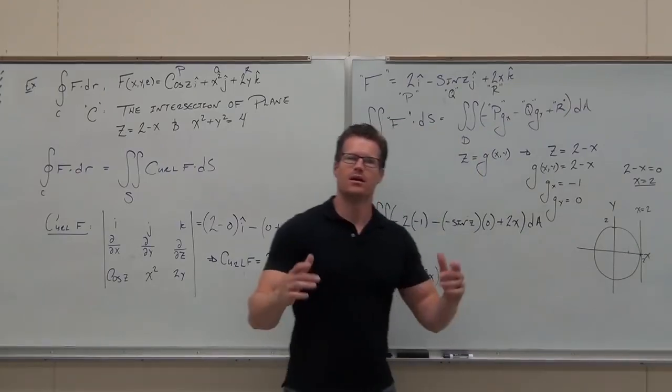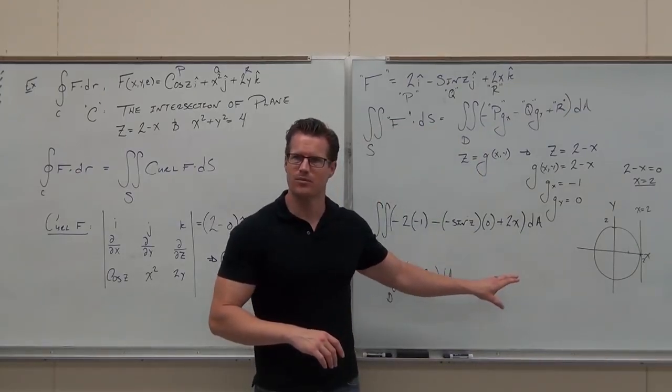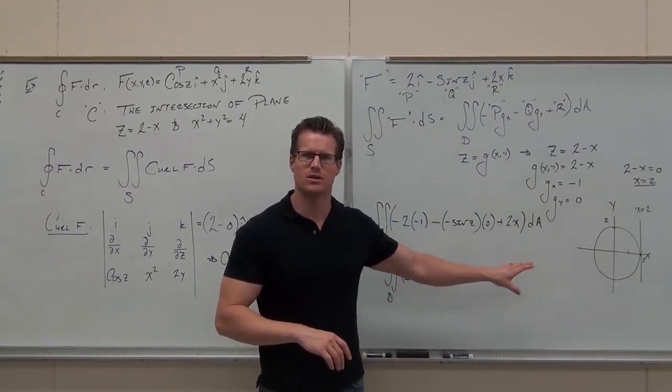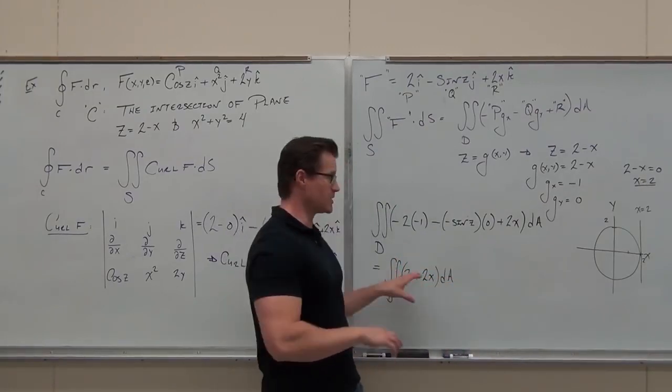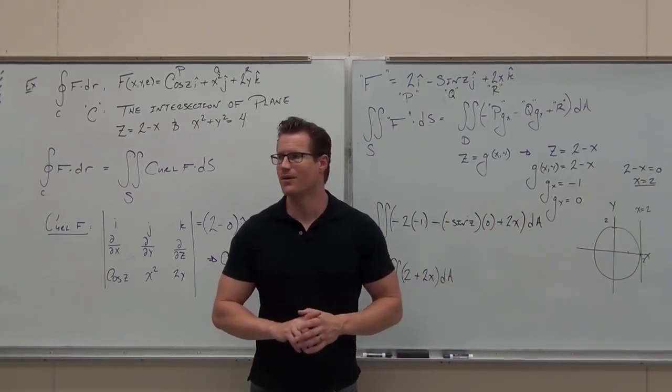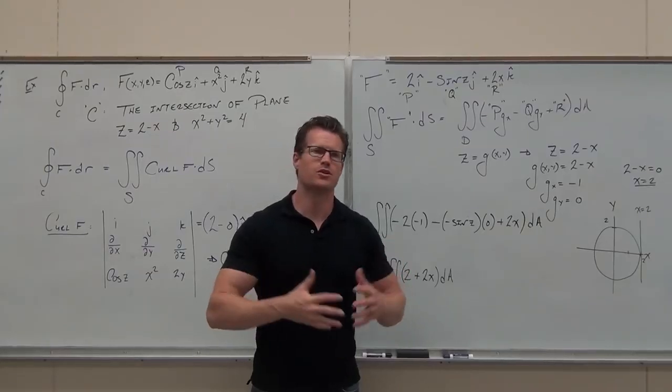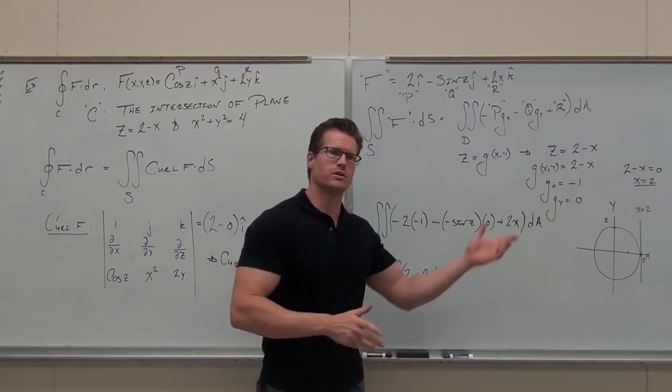Okay, now, can you finish up the rest of this problem? Try it. What do you think you're going to do here for that region? Remember, D just means the region. What do you think you're going to do? Convert it to polar? Yeah. Why would you convert it to polar? Circle. Beautiful. Do it.